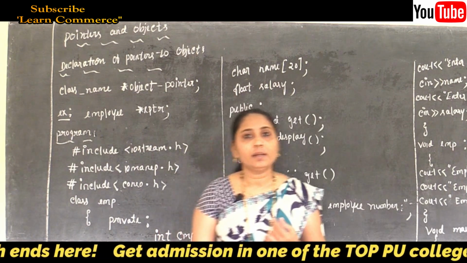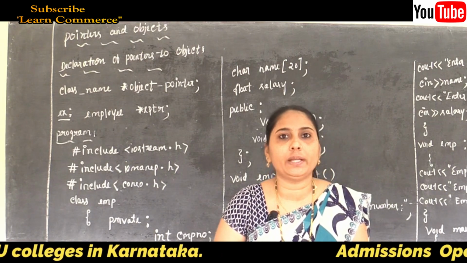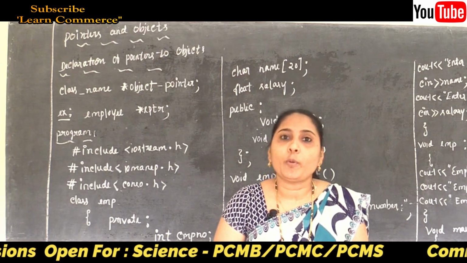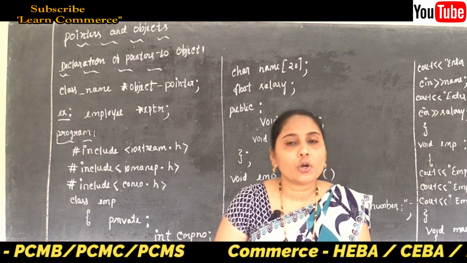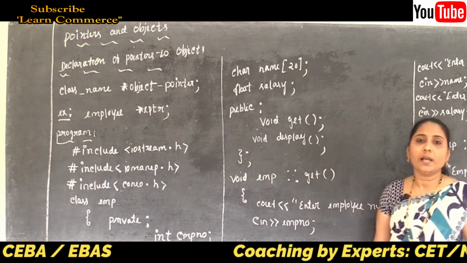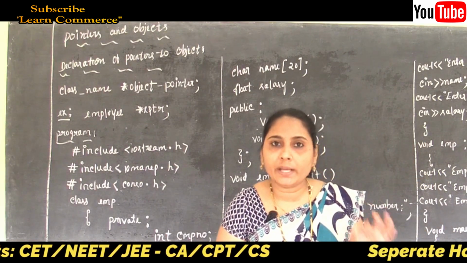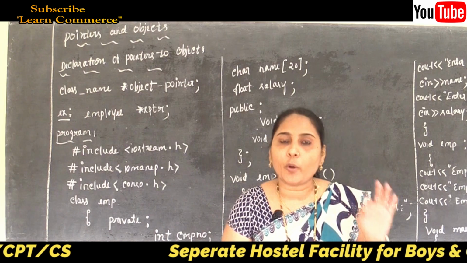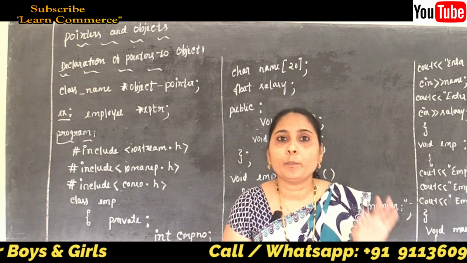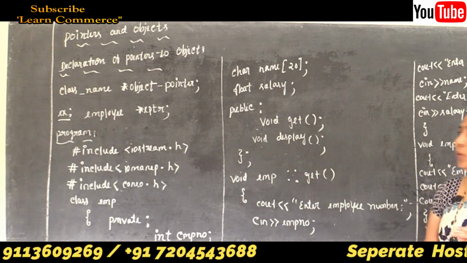We know that there is pointer to variables. We can point to variables, or we can say pointer to strings, pointer to structures. Similarly, there is also pointer to objects. What is the meaning of pointer to objects? The meaning is very simple. The pointer pointing to an object is called a pointer to objects.